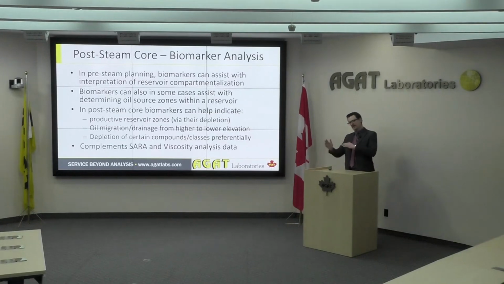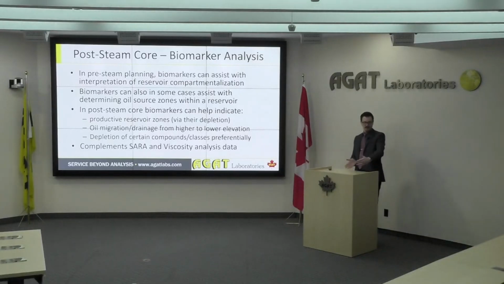If you have a large step in biomarker variation, it might imply that there's not very good fluid communication between two parts of a reservoir. So this would give you some upfront indications of reservoir compartmentalization. They can also, in some cases, assist with understanding where oil is coming from during production. So we can compare our pre-steam core analysis of biomarkers to produced oil and actually understand which parts of the reservoir were the most effective, which ones we are pulling the most oil out of.